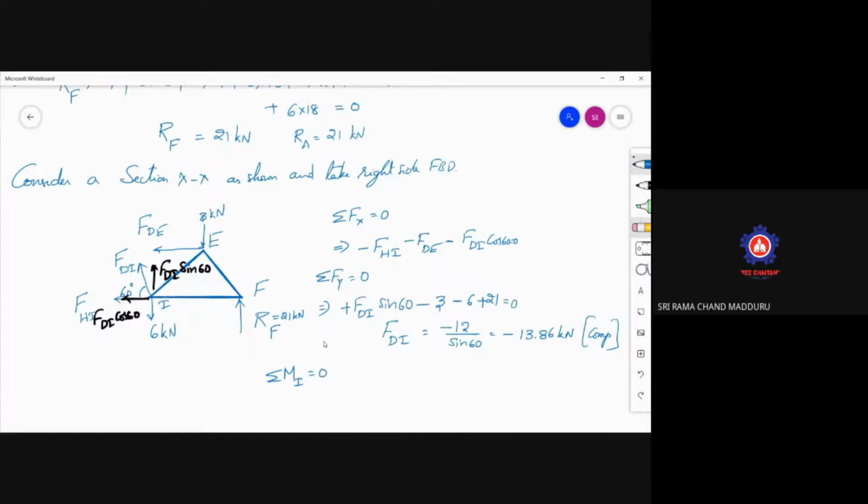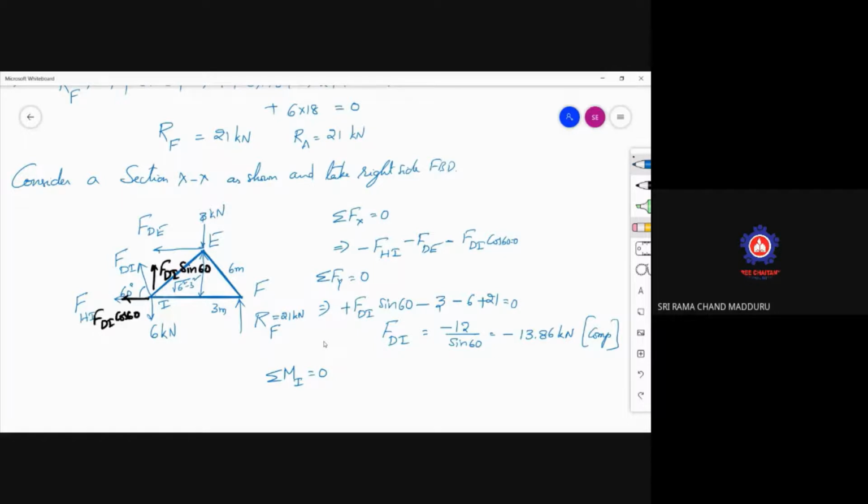Here the forces in the two members are becoming zero. Hence, only FDE is to be calculated. However, what is this particular distance? As you are taking moment about this point, you should know the perpendicular distance. See, this is 3 meters, this is 6 meters. Can you tell me what is this vertical distance?